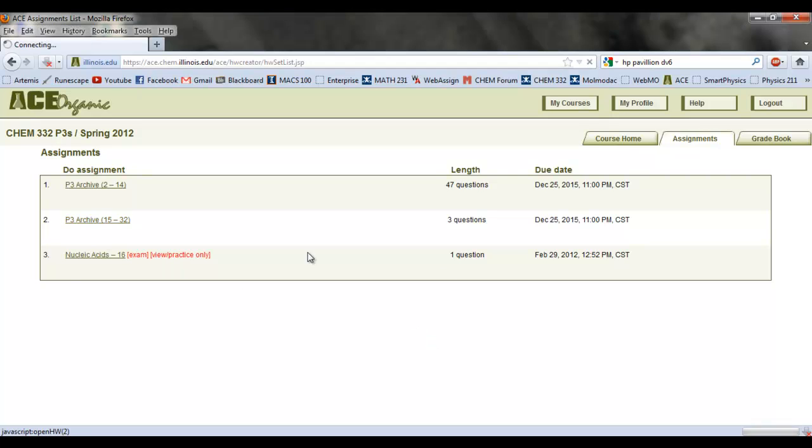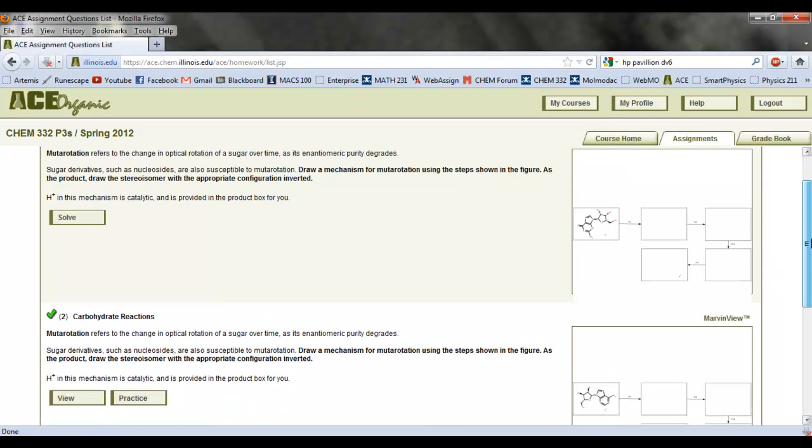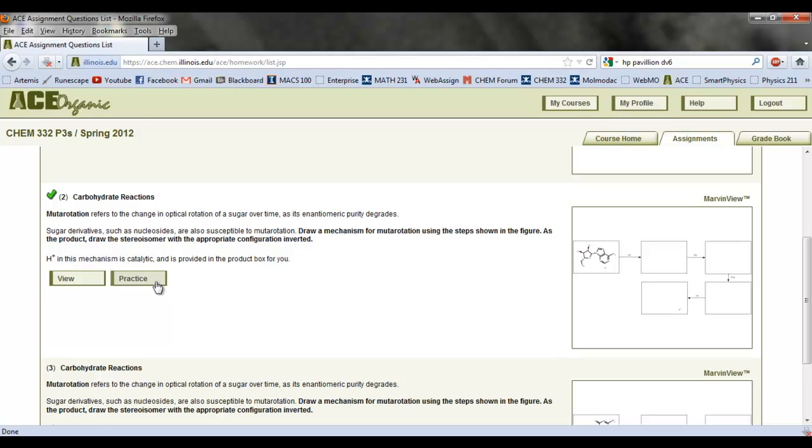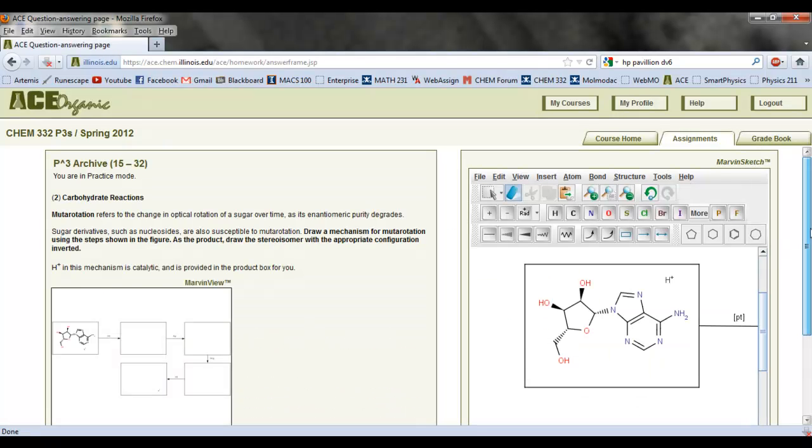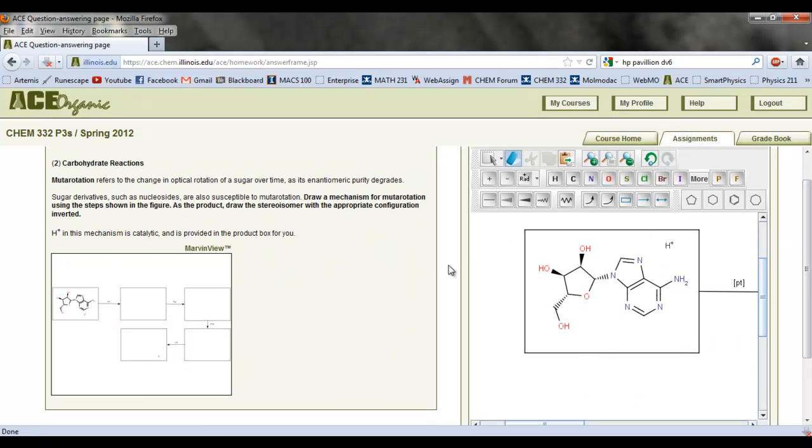So let's go into the archive and go down. I'm going to do number 2 because that was the one that I did in my discussion. And I'll tell you guys right now that I did not get this right the first time through, but I hope that by working through it with you guys, I can help myself understand it better and hopefully help you guys. So first off, read the problem.